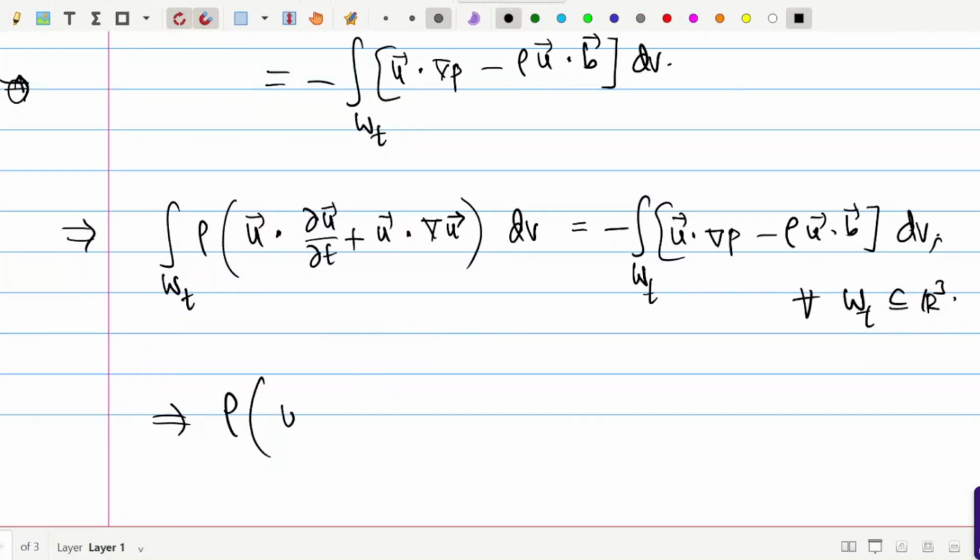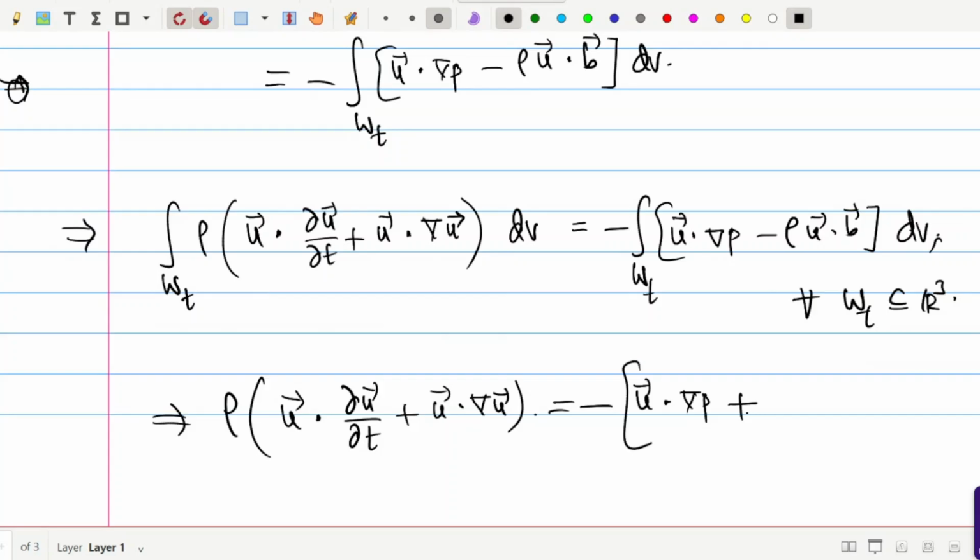So this is your U bar dot dou U by dou T plus U bar dot del U, equal to minus U bar dot del P minus minus plus. So if you want this minus this, you make it plus, you don't have to write like that.